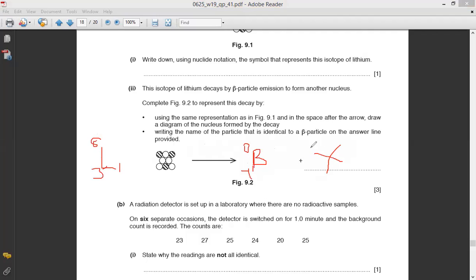What would be the value here? This would be what? 8, right? 8 and 4. And what will be 8 here? And 4. This will be 4. Simple. Now, you know that the mass number means the sum of the protons and neutrons. The proton is 4, the neutron is 4, right?